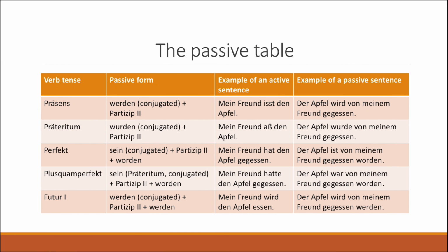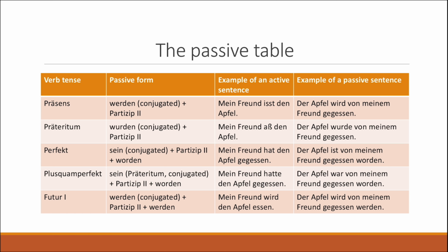Let's consider the Perfekt. In order to conjugate the passive form of the Perfekt, we're first going to conjugate sein to the present simple. Then sein is going to be followed by the Partizip 2, and the Partizip 2 is simply going to be followed by worden. Simply worden. It's not to be conjugated or anything, it's simply worden. Let's consider the examples. Mein Freund hat den Apfel gegessen. It's going to become der Apfel ist, so sein conjugated, von meinem Freund gegessen worden. So Partizip 2 gegessen, followed by worden.